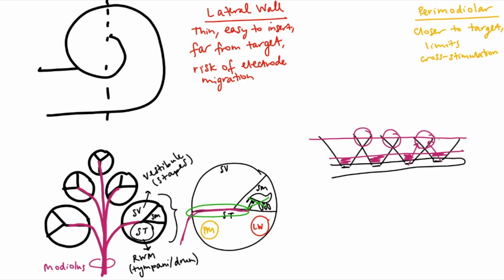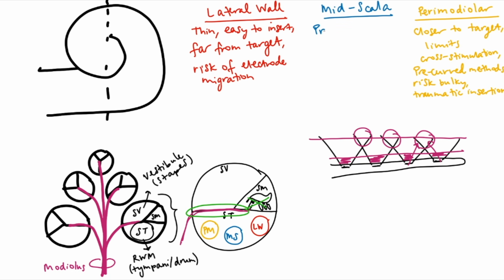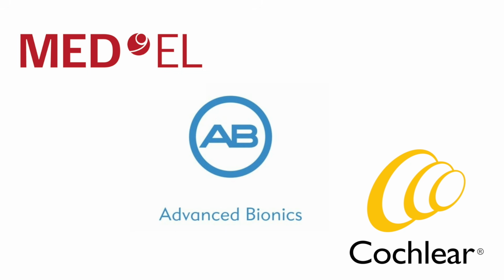So in order to achieve this perimodiolar position, most models, but not all, use pre-curved methods which risk a bulkier, more traumatic insertion. The mid-scala electrodes are designed to sit in the middle of the scala tympani. They are also pre-curved to achieve this positioning and sit relatively close to their target. There are 3 main manufacturers of cochlear implants in the US: Med-El, Advanced Bionics, and Cochlear Americas.